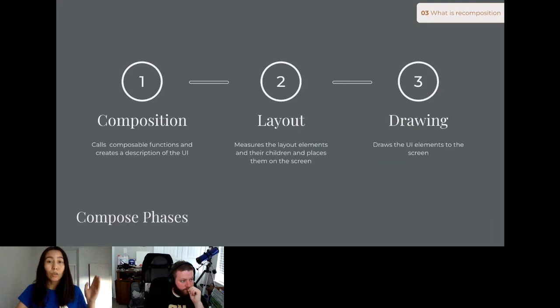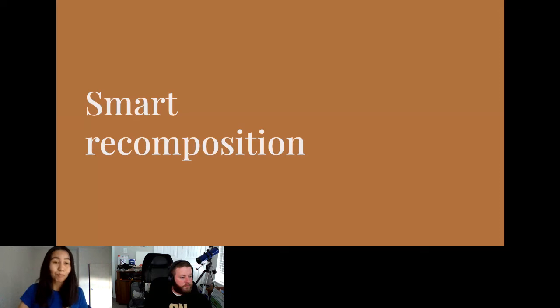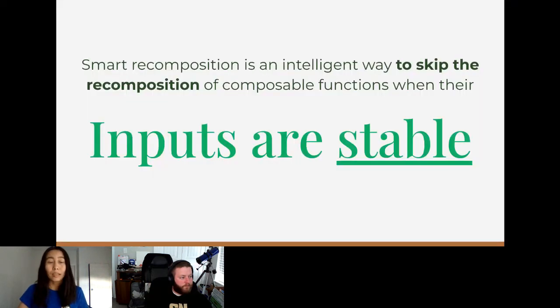So recomposition goes through the same steps of updating the slot table, generating the change list, updating the node tree, measuring, placing, drawing UI elements, and attaching the newly generated tree to the view, which is potentially expensive in terms of time, computing power, and battery usage. To mitigate this cost, Compose intelligently chooses which parts are needed to be updated at any given time. And it's possible via smart recomposition. So smart recomposition is an intelligent way to skip the recomposition of composable functions when their inputs are stable.